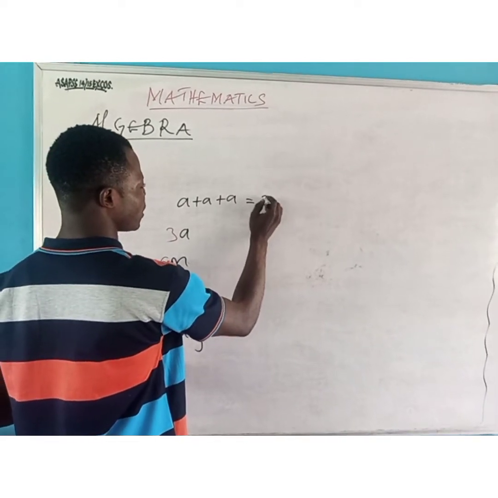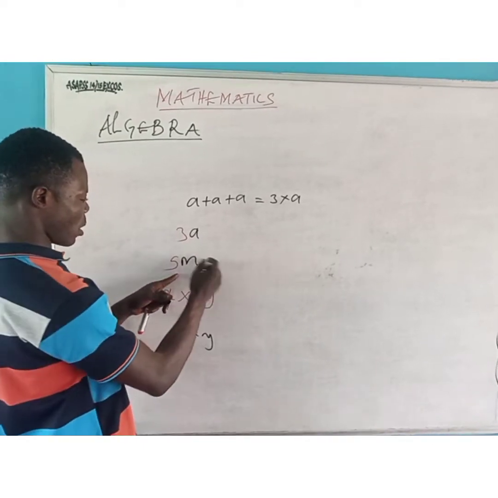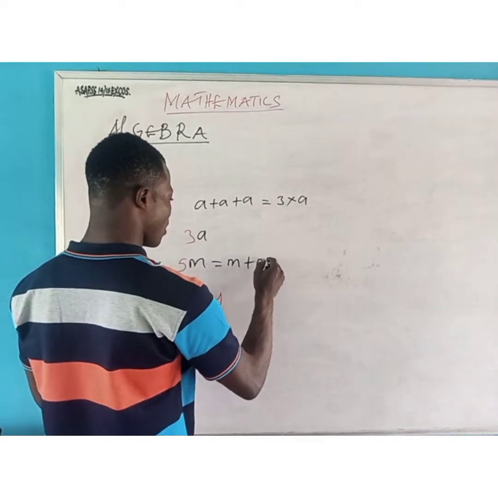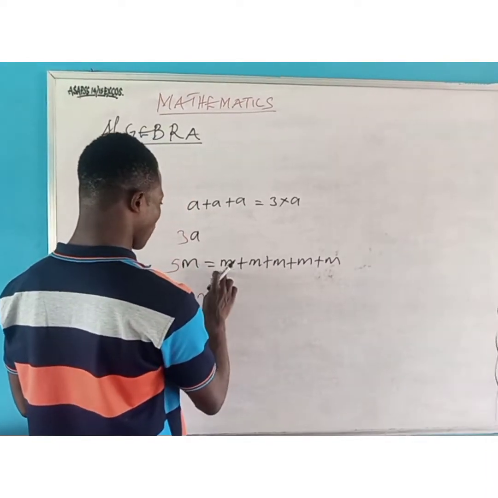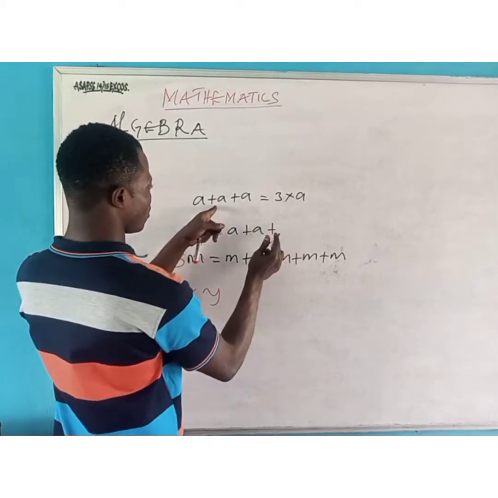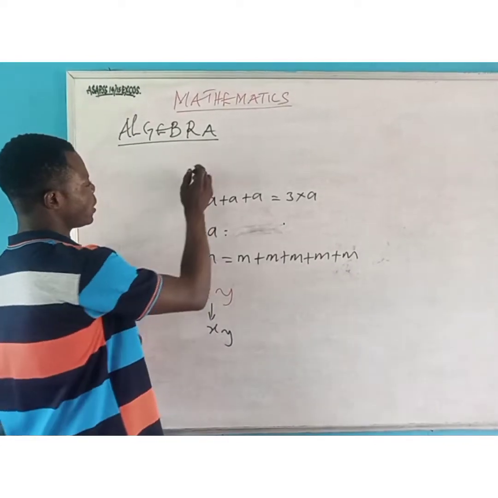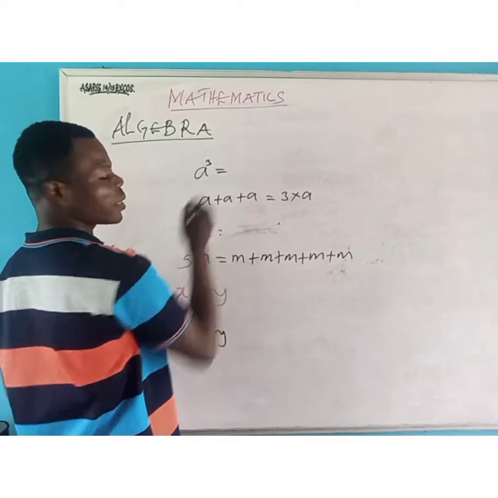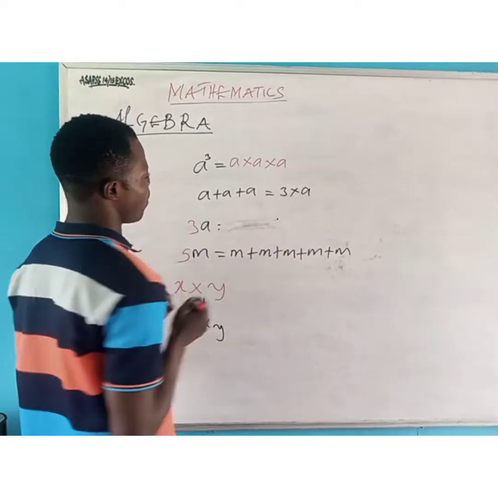Okay, what about if I say a plus a plus a? This is the same thing as 3 times a, right? I can also say this is m plus m plus m plus m plus m, 1 2 3 4 5. So what about this, a raised to the power of 3? This is the same thing as a times a times a.